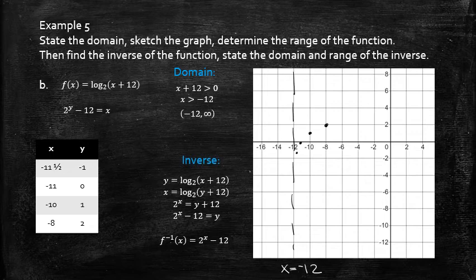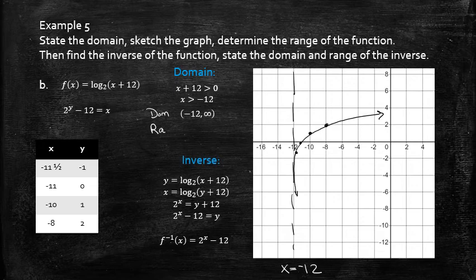Okay, so again, having 3 or 4 points is not going to be enough unless you know what the graph looks like, right? So it has a vertical asymptote at x equals -12, and then it increases, but it does so pretty slowly. As long as your graph goes through those points and has the correct shape, you're good. Okay, the domain, we have -12 to infinity.